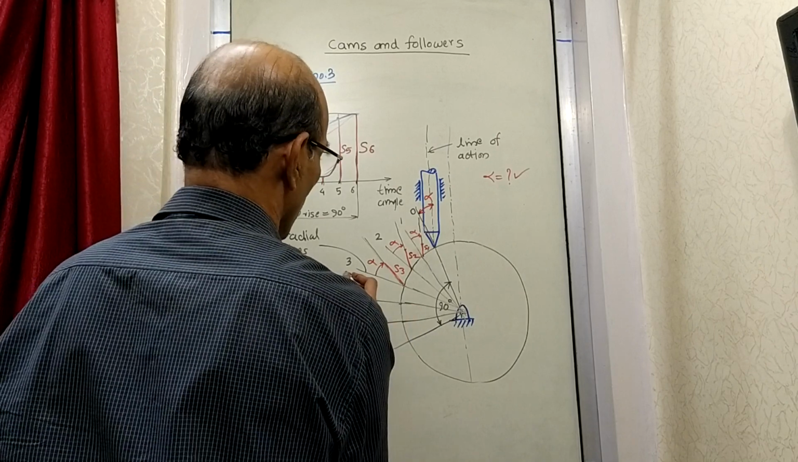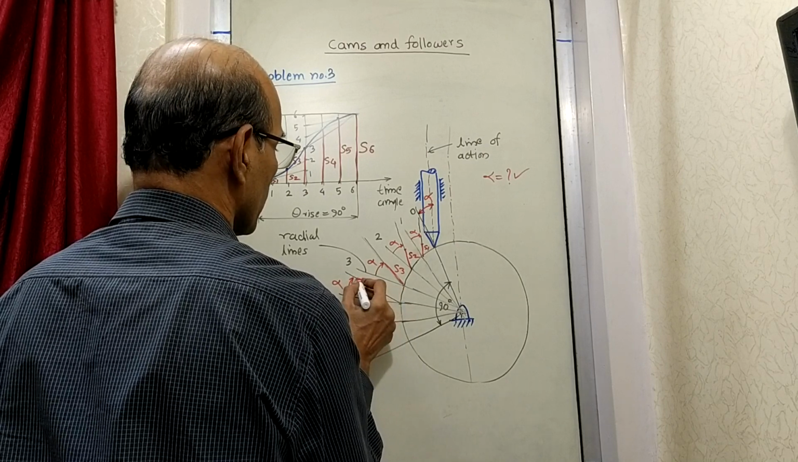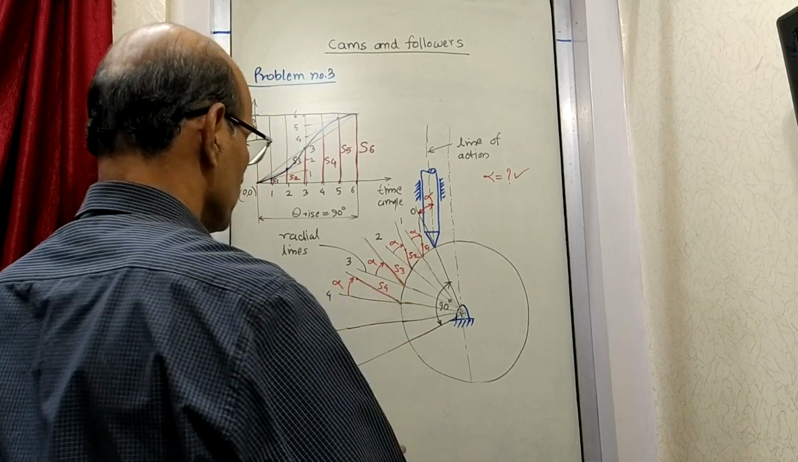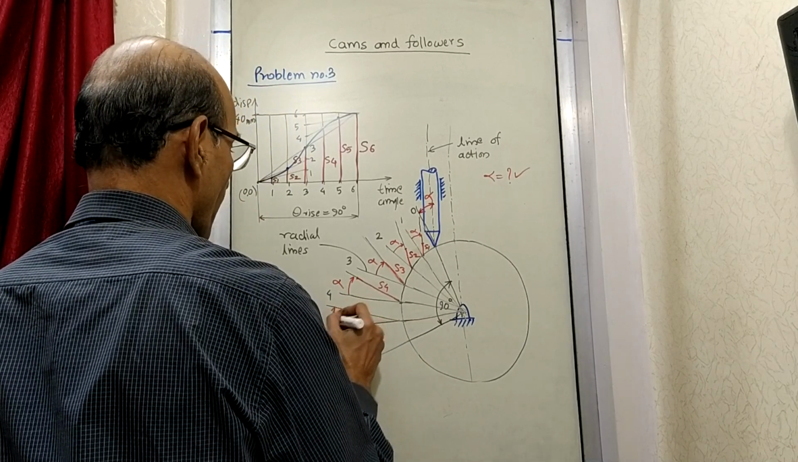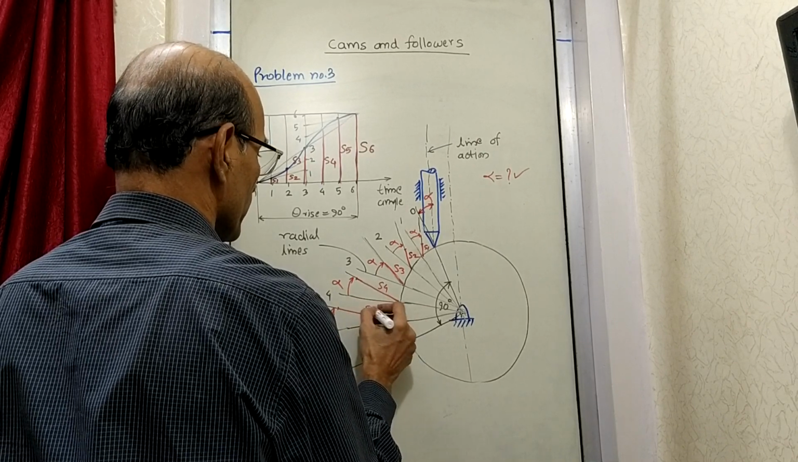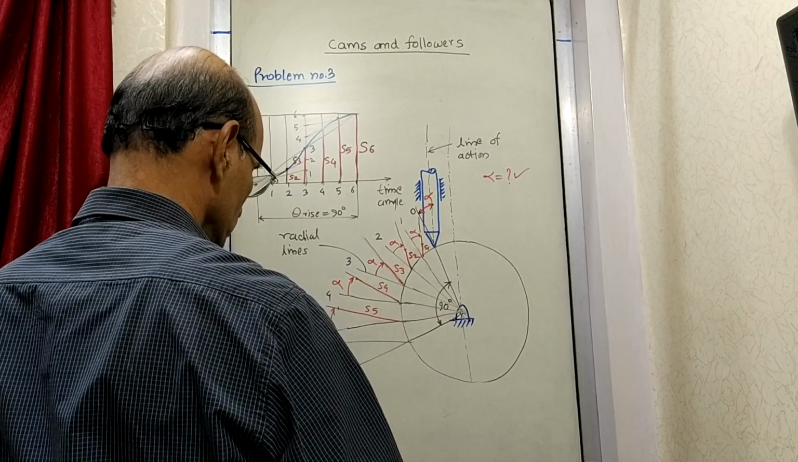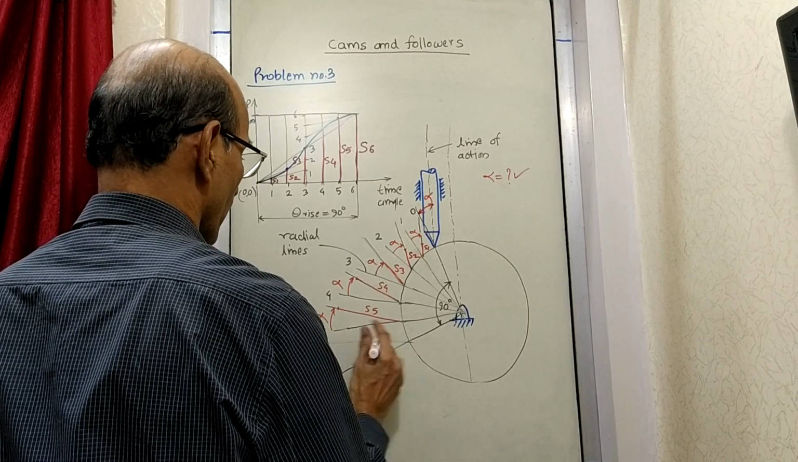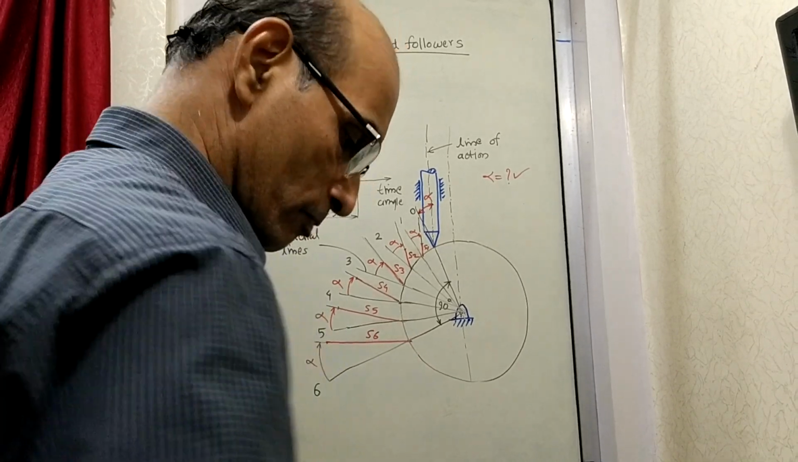On line 3. Go back by alpha and mark S4. Then on 5, go back by alpha and then mark S5. On 6, go back by alpha and then mark S6.